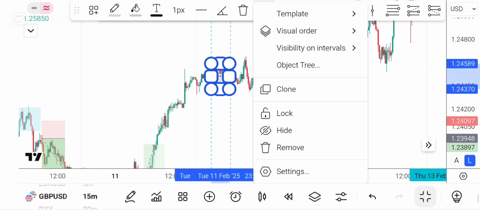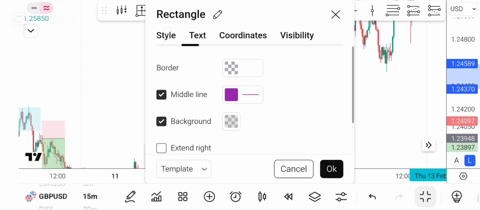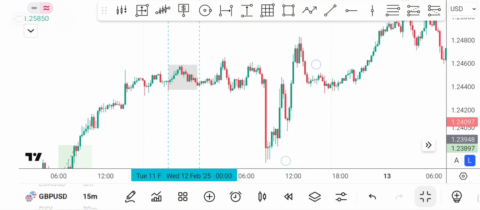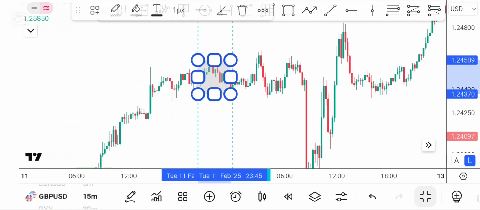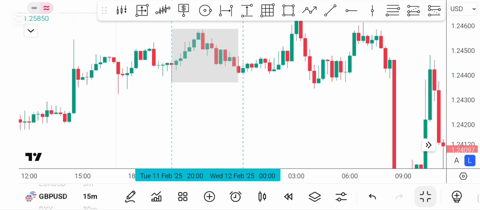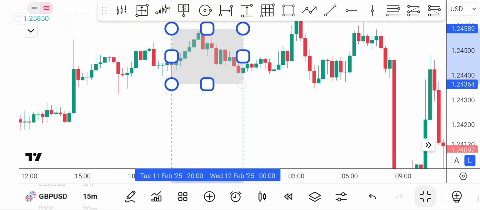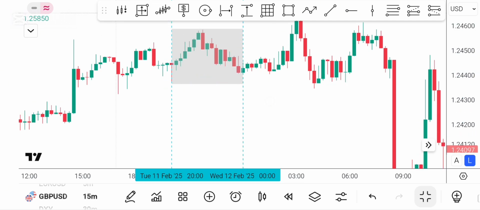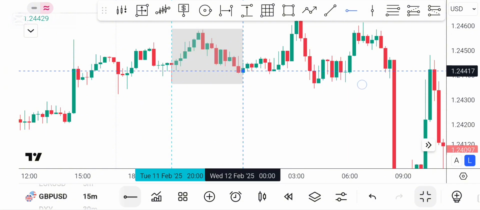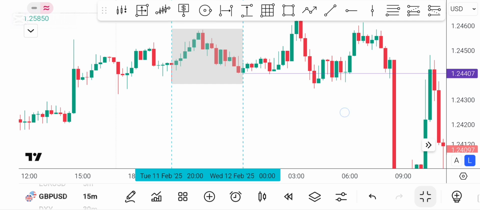Actually, let me do some settings here. Style, I'm going to remove this middle line and I'll keep it this way. All right, so this is our Asian range that was formed on Wednesday. What we want to do is mark the midnight opening price. I am just going to use this one. This is the midnight opening price, the first candle that opens at midnight.